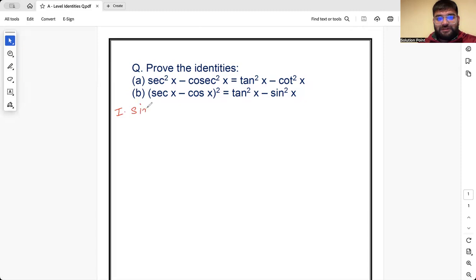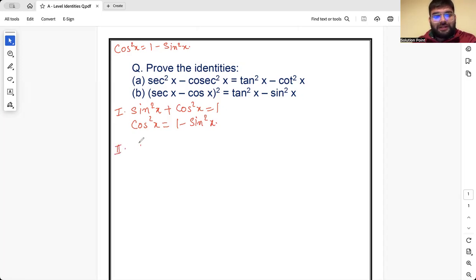The first is sine squared x plus cos squared x equals 1. If I rearrange this identity, the value of cos squared x will be 1 minus sine squared x. So this is the result which we are going to use here. So cos squared x will be equal to 1 minus sine squared x.